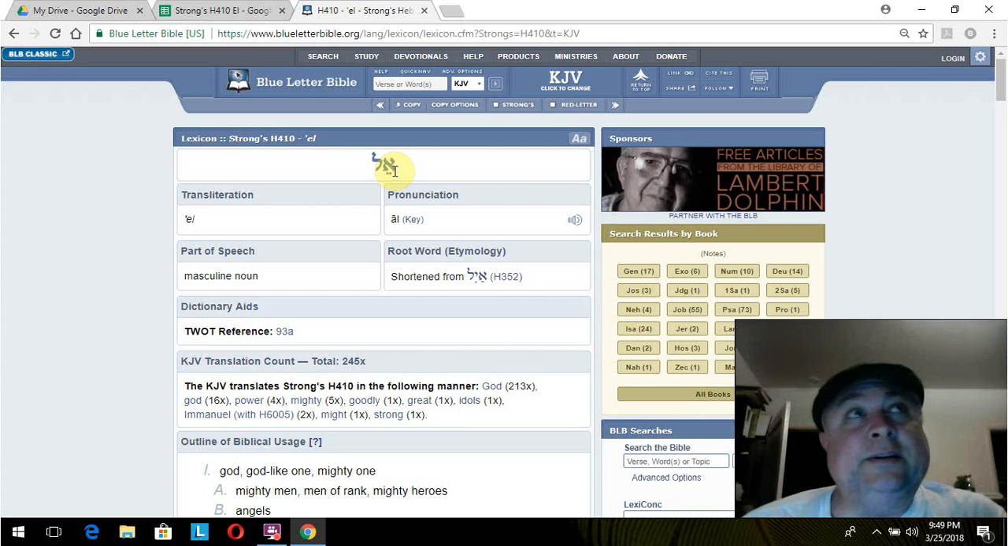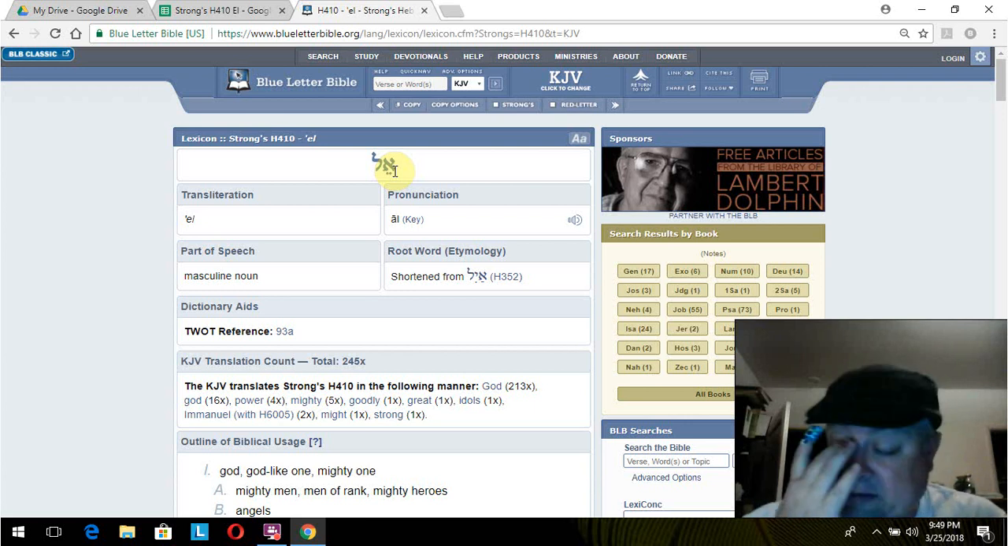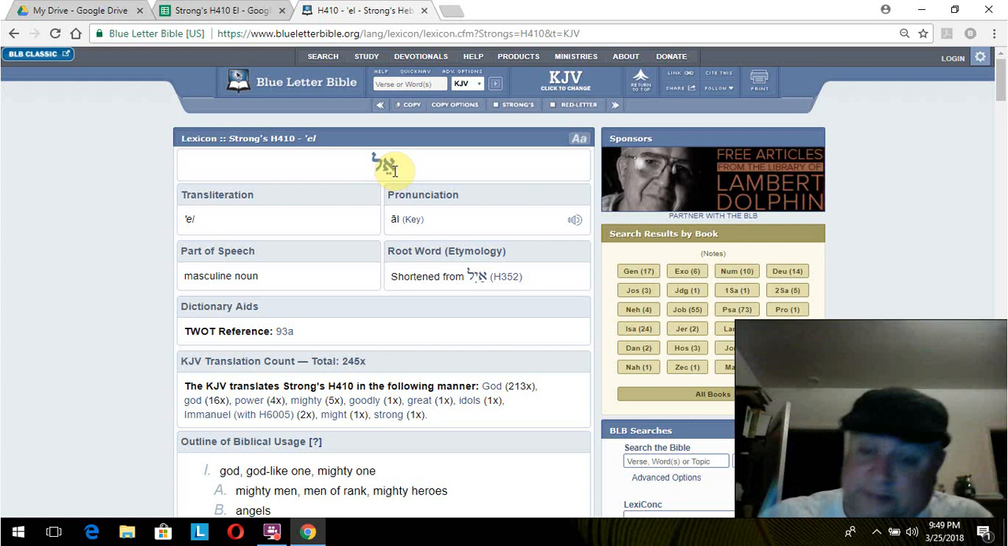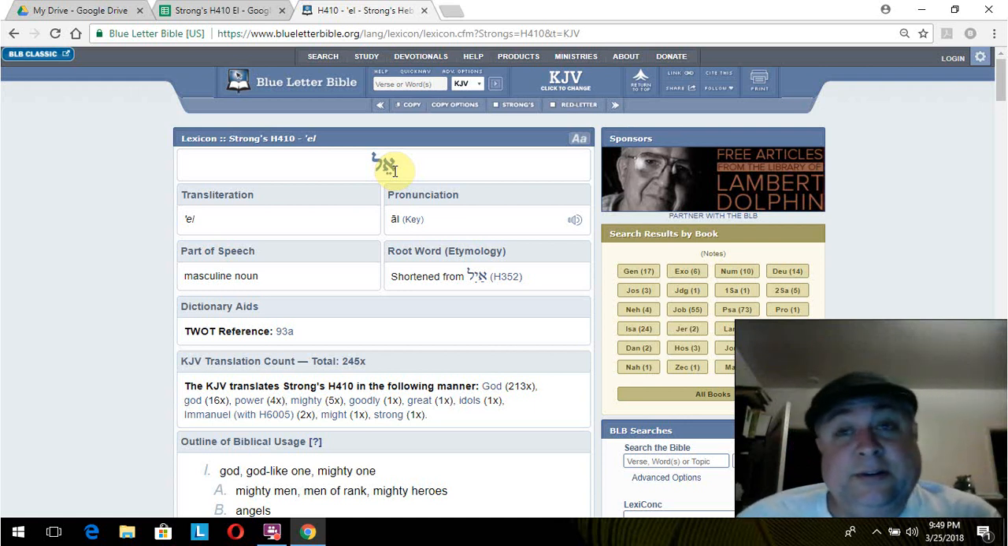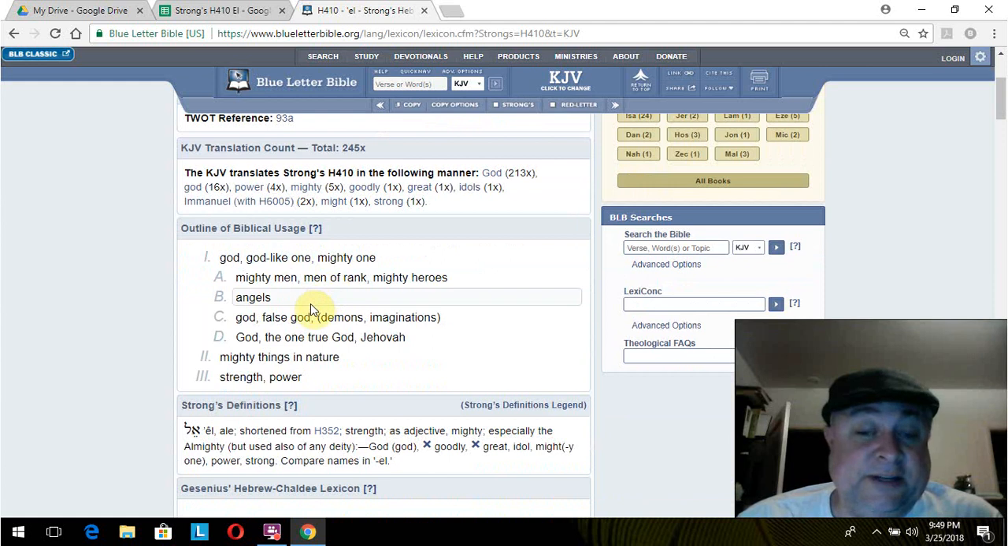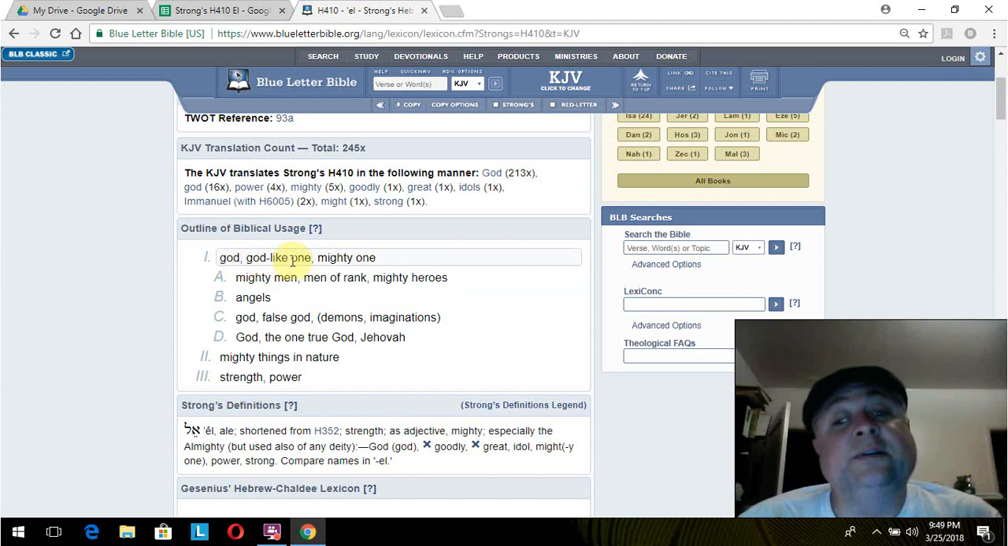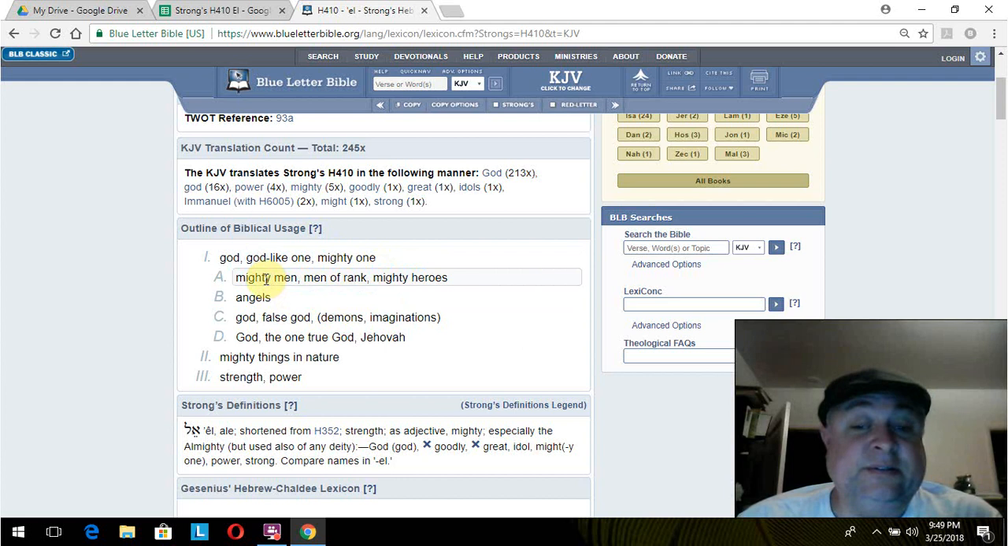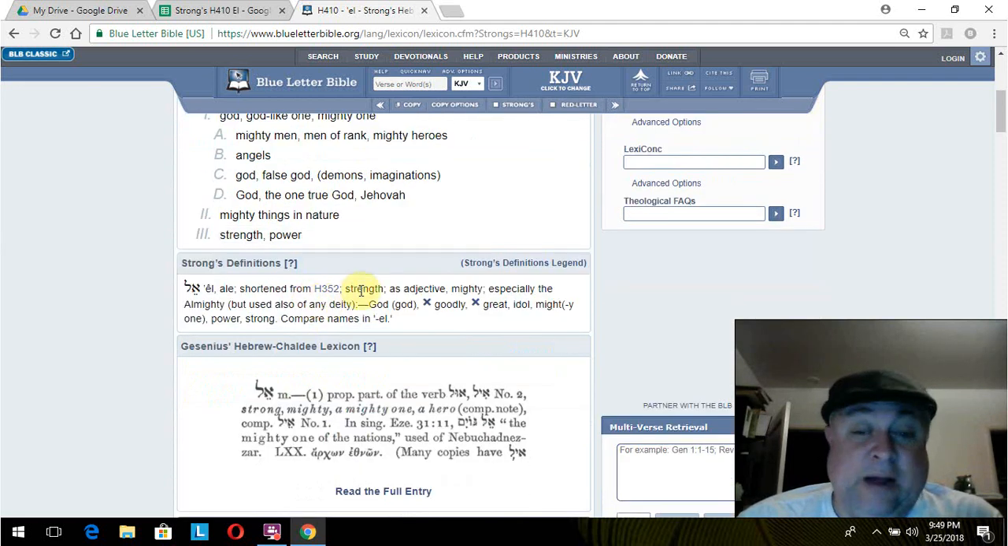I'm not going to be covering names that end in El in this section because those are a bit different than the use of El by itself. So we'll look at the definitions given, and we're going to go over these definitions and some of the reasons why El has been translated as mighty or strength or power.